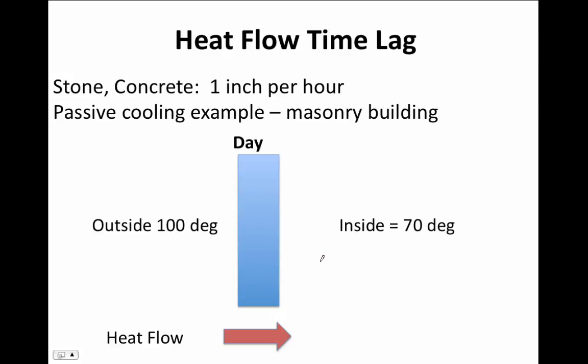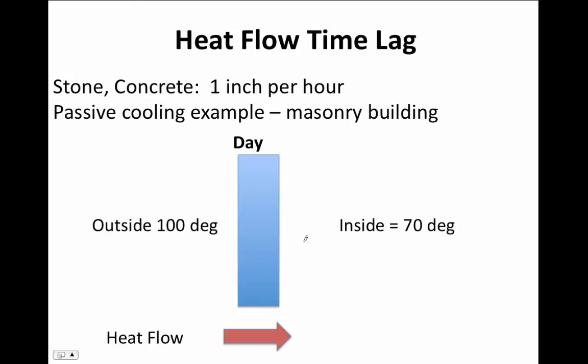So let's talk about a way this idea can be used in the summertime in a climate where the daily temperature difference between night and day is quite large. Let's say it's 100 degrees in the daytime and maybe 50 degrees at night. Here's how we could use that to moderate the temperature of a building. Let's say the building is made out of stone here.